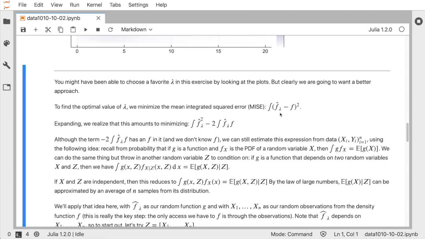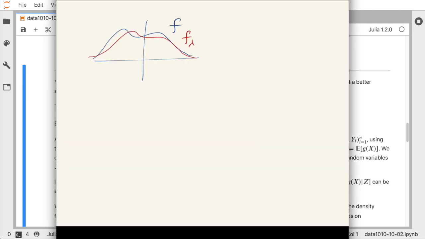So we start with the idea that what we want to minimize is the integrated squared difference between f hat lambda and f. So if f and f hat lambda look like this, that would be a good situation because f hat lambda is close to f. And one way to quantify that is to measure the squared difference between the graphs from minus infinity to infinity and just total it up. This is called the integrated squared error.